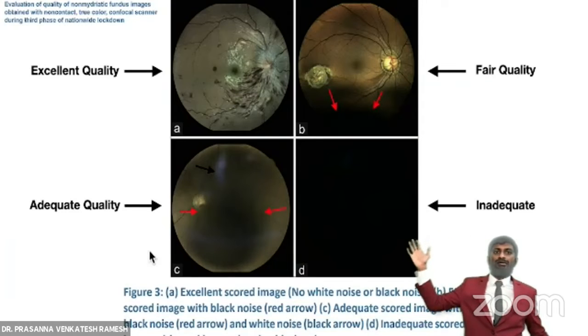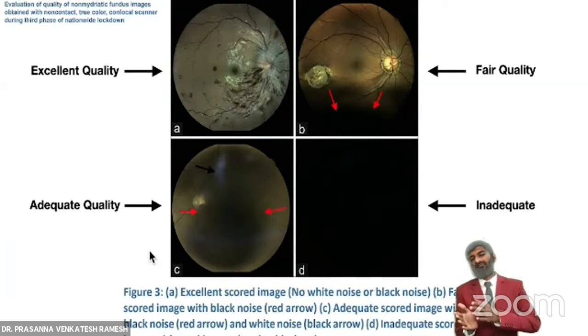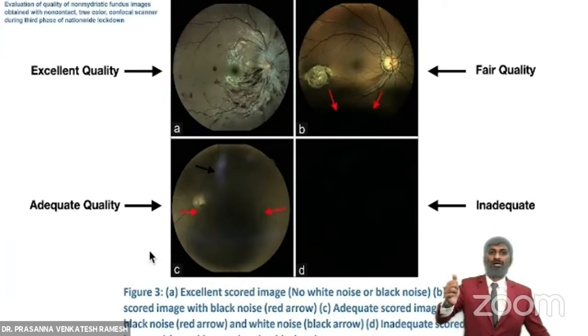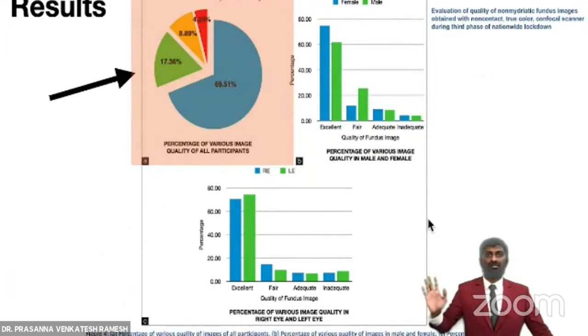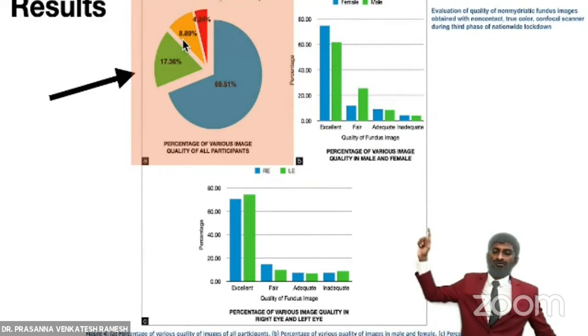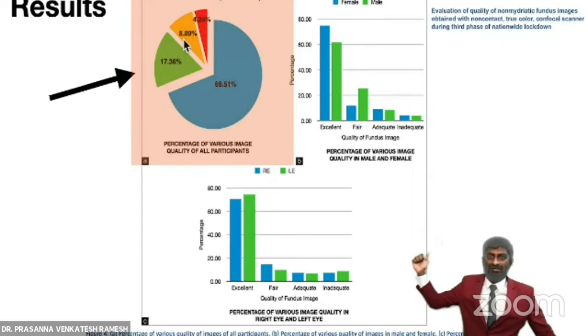A fair quality image was graded if 25 to 75% of the image had white noise or black noise, but you could still pick up the major diagnostic features such as the optic nerve or macula. Less than 25% was classified as adequate. And the inadequate image was one that was totally washed out by either black or white, or where you are not able to make a diagnosis from that image. I just wanted to focus on this red box, which I have highlighted with the black arrow.